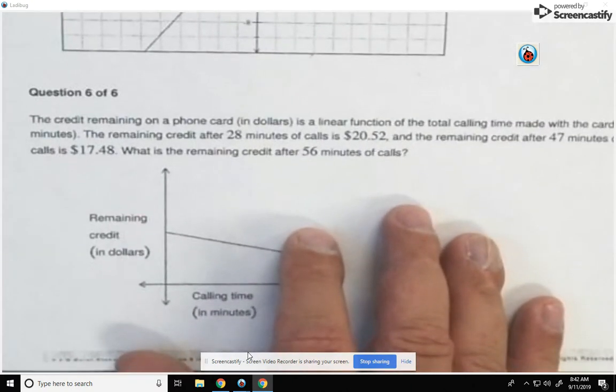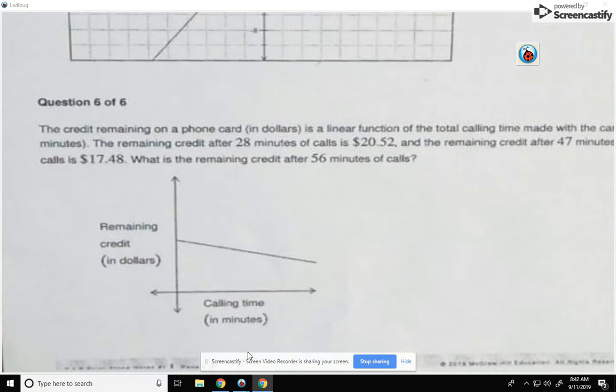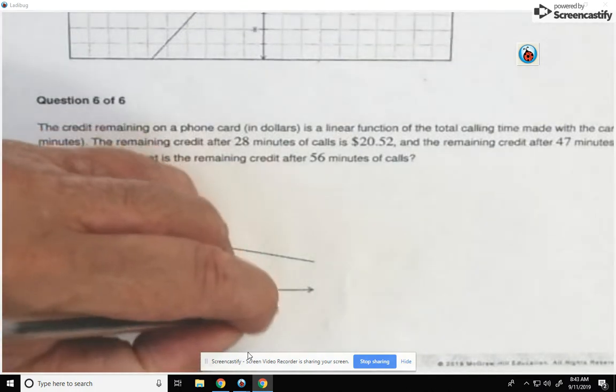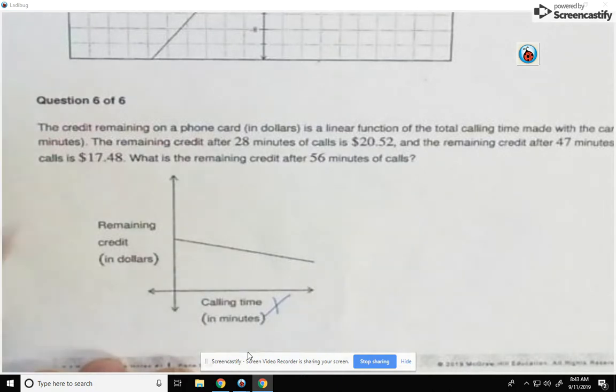Finally, question 6. Question 6 says, the credit remaining on a phone card is a linear function of the total calling time made with the card. The remaining credit on the card after 28 minutes is $20.52. The remaining credit after 47 minutes is $17.48. What is the remaining credit after 56 minutes? First thing we need to do is figure out our slope. Notice that our calling time is x, and our remaining credit is y.